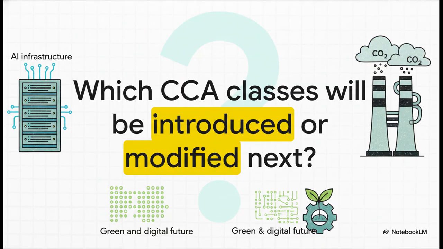The CCA system is always evolving to reflect economic priorities. So, as we push further into a greener and more digital future, what new types of assets will need their own class? Could we see special rates for AI infrastructure, or maybe for carbon capture technology? It's definitely a space worth watching.